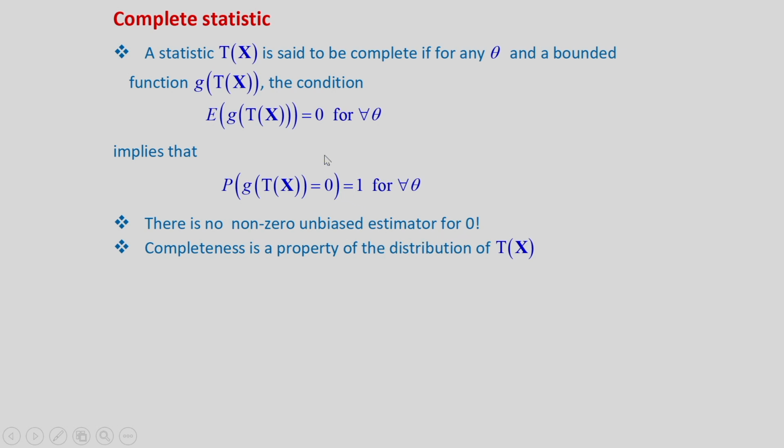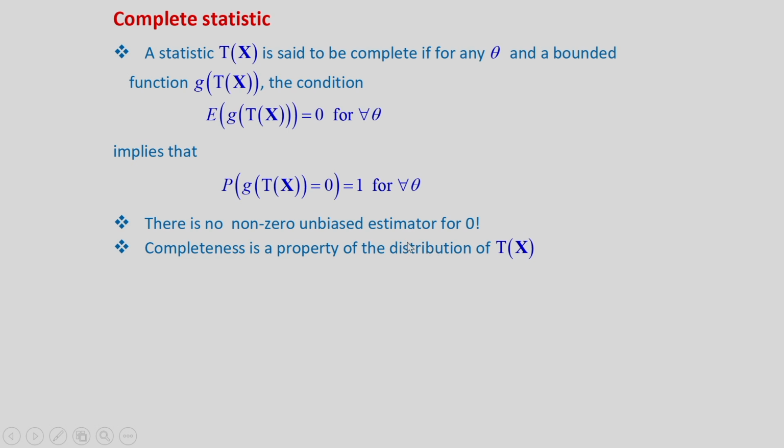Suppose 0 is the quantity and we want to find any estimator for 0 such that E of g Tx is equal to 0. This is the definition of an unbiased estimator, but then this g Tx must be equal to 0 and there is no non-zero unbiased estimator for 0. That way also we can interpret. And completeness is a property of the distribution of Tx. The same statistic Tx may be complete for one distribution, but may not be complete for another distribution.